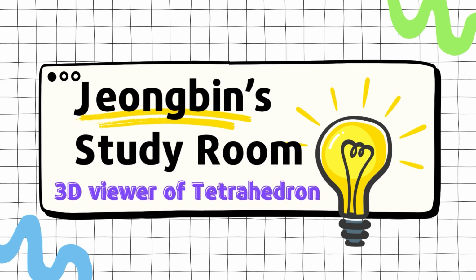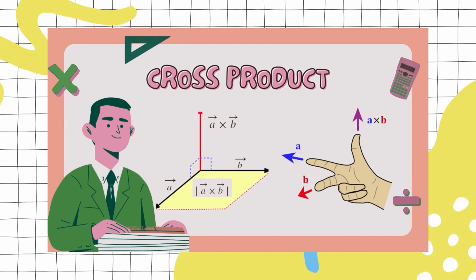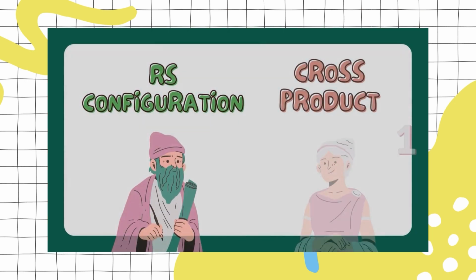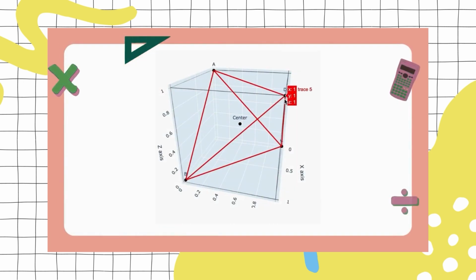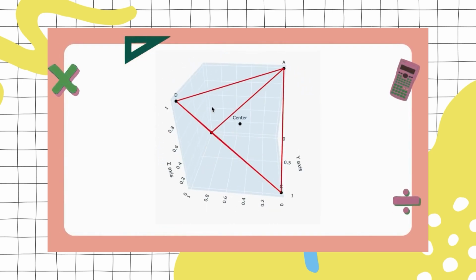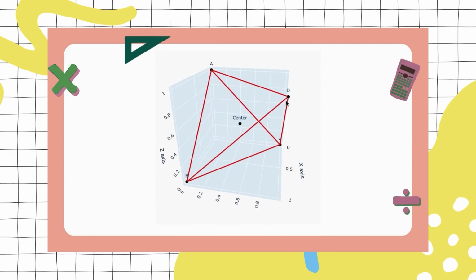Today, we will implement a 3D viewer for a tetrahedron using code. In one of my videos, I talked about the RS configuration method and vectors. I used vectors to determine the R and S configurations of stereoisomers, and as an example, I showed a tetrahedron. Today, I'm going to show you how to implement the tetrahedron we used at that time using Python code.